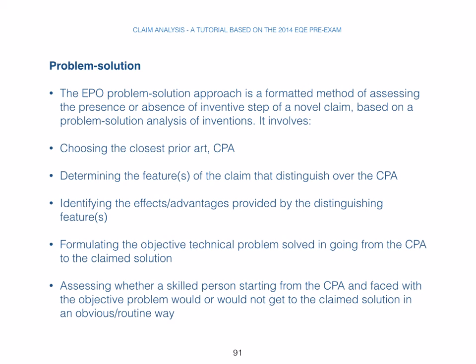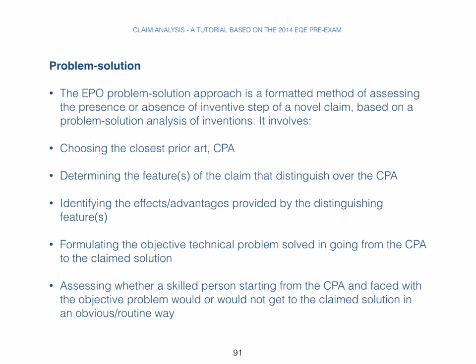Problem and solution has been covered by the claim analysis exercise, and first let's just revise what is a problem and solution approach and then make some comments about its application. The EPO problem solution approach is a formatted method of assessing the presence or absence of inventive step of a novel claim based on a problem solution analysis of inventions.